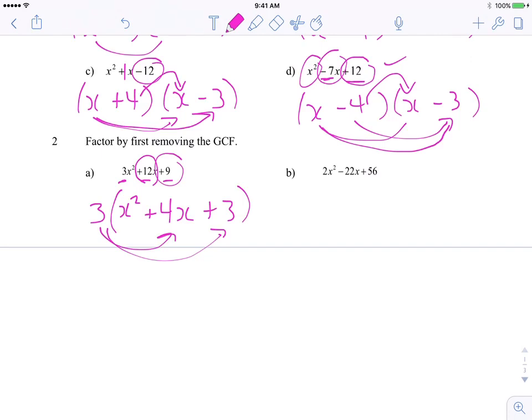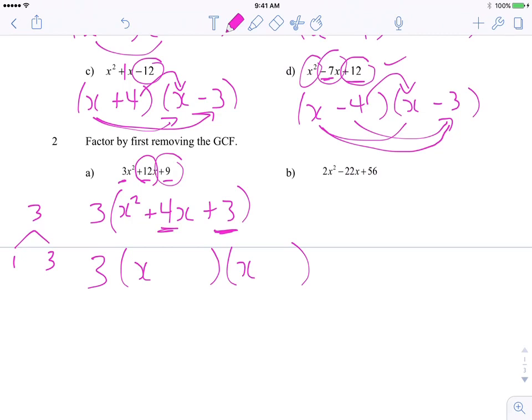So I've now taken out the GCF. Now I can factor. So the next step would be like this again. Which two numbers multiply to positive 3 and add up to positive 4? Really what you're doing is a factor tree, looking at the factors of 3. 1 and 3, it's a prime number.